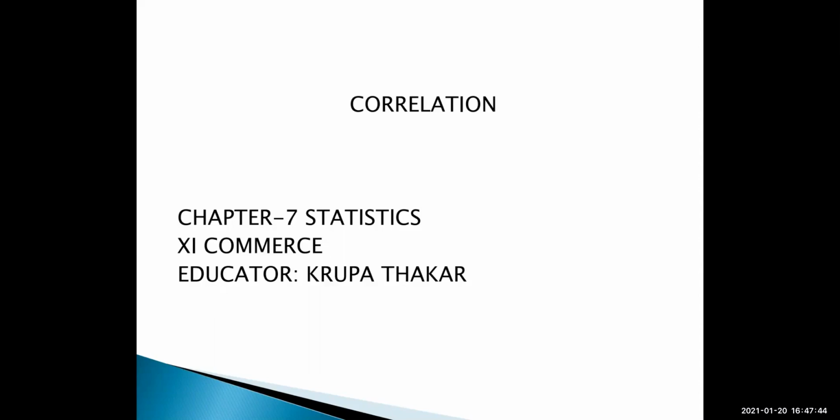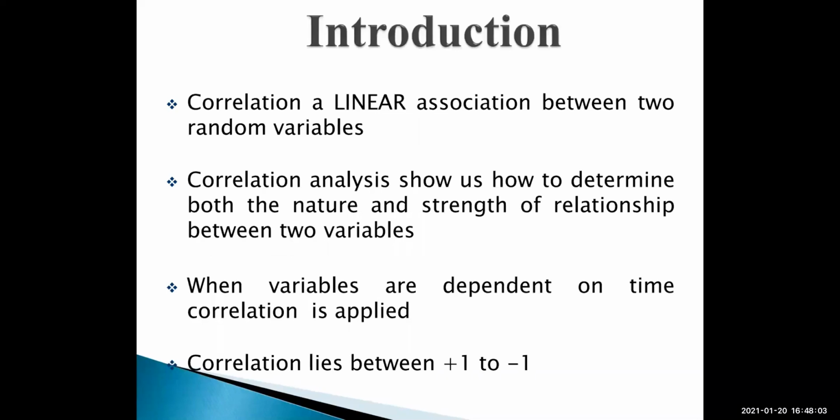Hello, students. Today we are going to learn correlation, that is chapter 7 of statistics. Now, in the previous chapters, we have learned how to construct summary measures out of a mass of data and the changes among similar variables. And now we are going to learn how to examine the relationship between two variables.